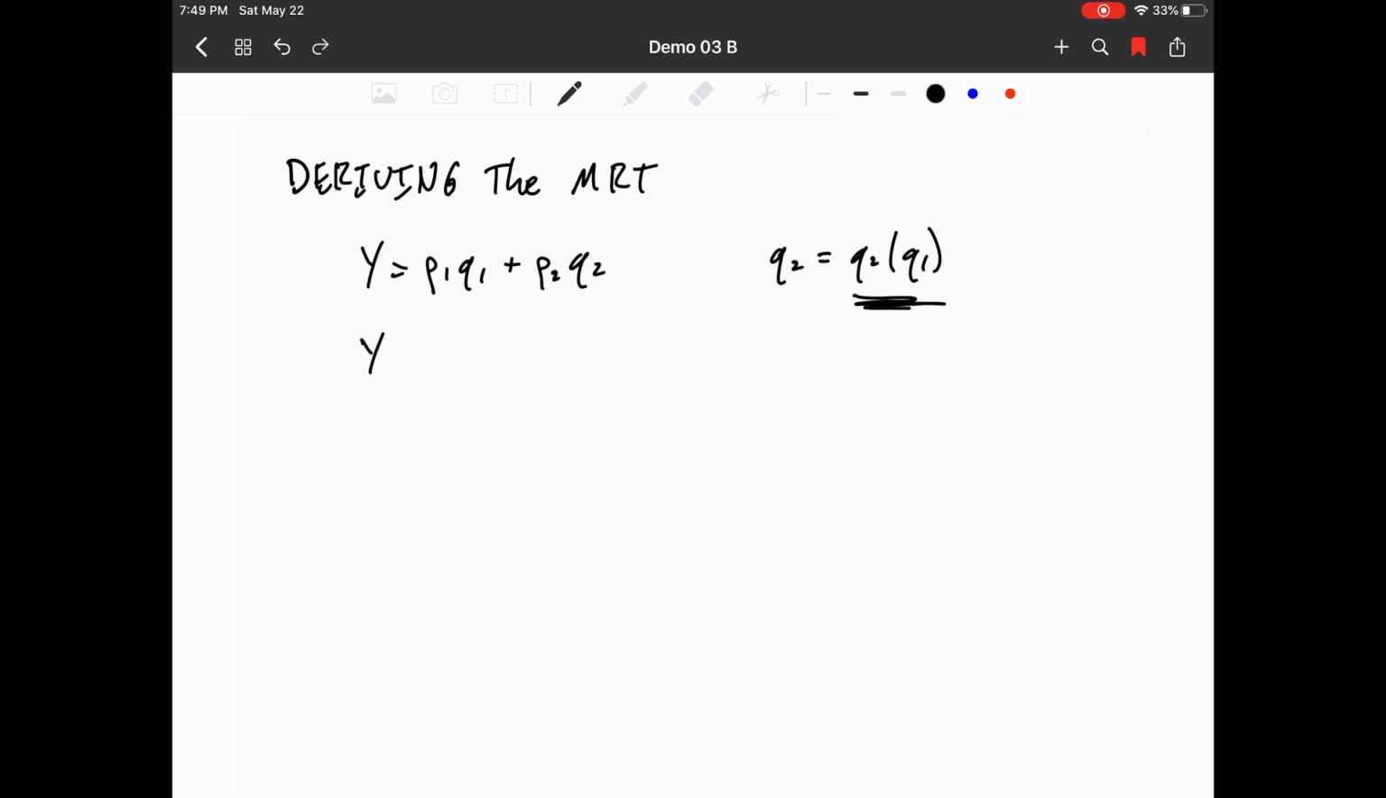So what we're going to do is substitute, and you could do this for either q1 or q2. You just need to do it for one. We have this sort of implicit function defined for q2, and we're just going to plug it in.